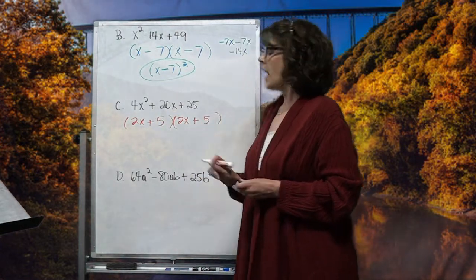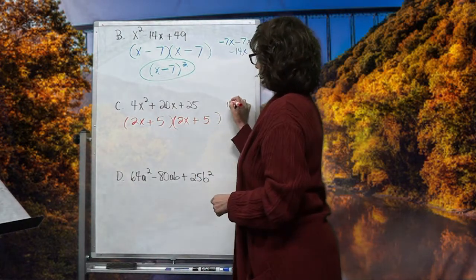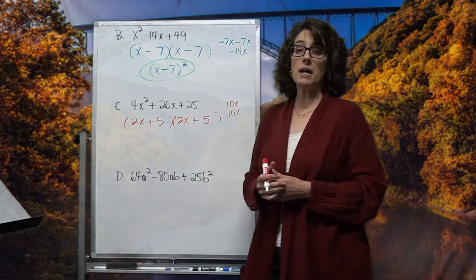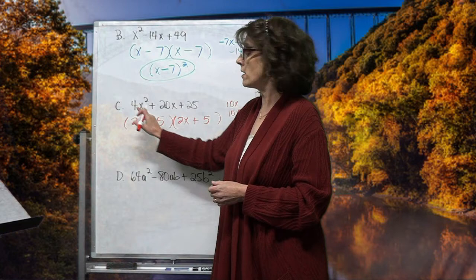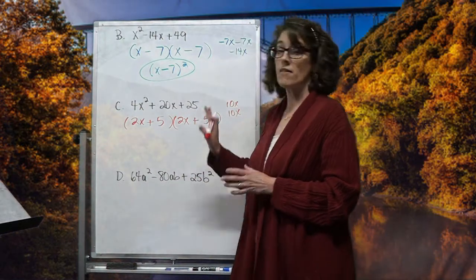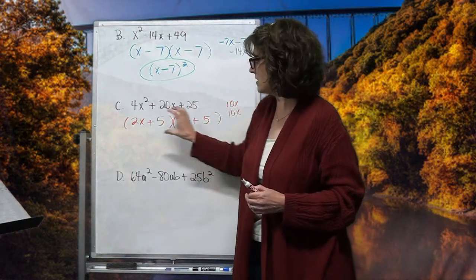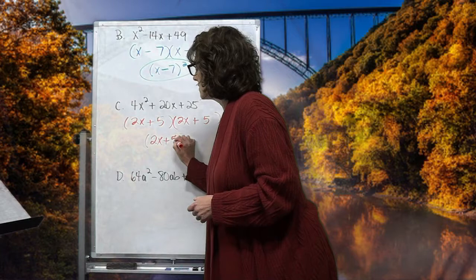And I'm just going to check my outsides and insides. Out here I get a 10x. In here I get another 10x. Those combine to be the 20x, so I know that this is factored correctly because I know that 2x times 2x is 4x squared. I know 5 times 5 is 25. It's factored correctly, but I've got those eyes open because I see parentheses times itself. That indicates to me parentheses squared.